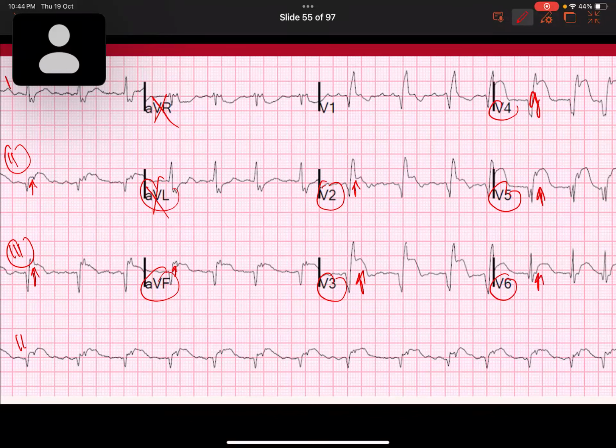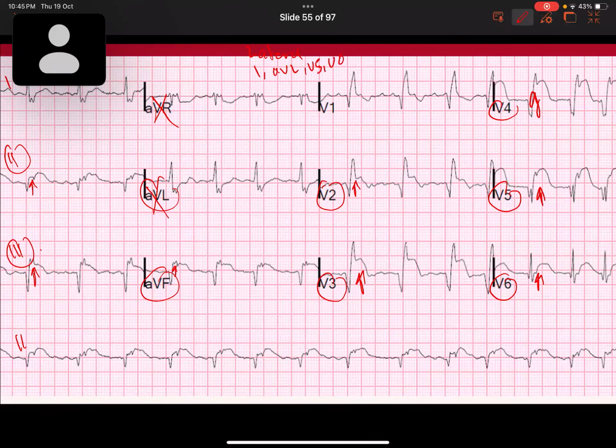So what kind of MI do you think this person is having? If it involves 2, 3, AVF, V2, V3, V4, V5, and V6. Anterolateral. We would only say it's lateral if it involves leads 1, AVL, V5, and V6.